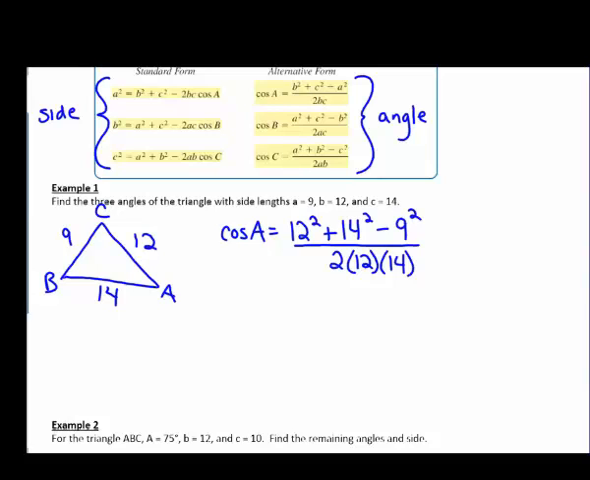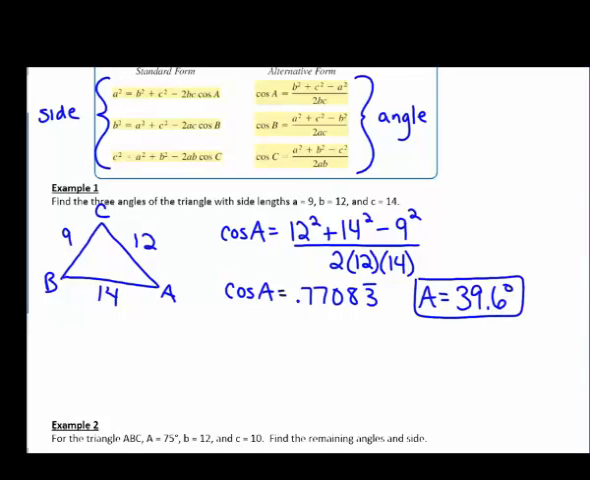All right, and so then we're going to calculate this value of the fraction, and when we do that, we get about 0.77083 with a repeating bar. I would leave it all in the calculator, and then you're just going to do inverse cosine. And so you're going to hit second button and then cosine of the answer. And so when you do that, though, please make sure that your calculator is set in degree mode, because if it's not, you'll get the wrong answer. You'll get an answer in radians. And so then we have found angle A.